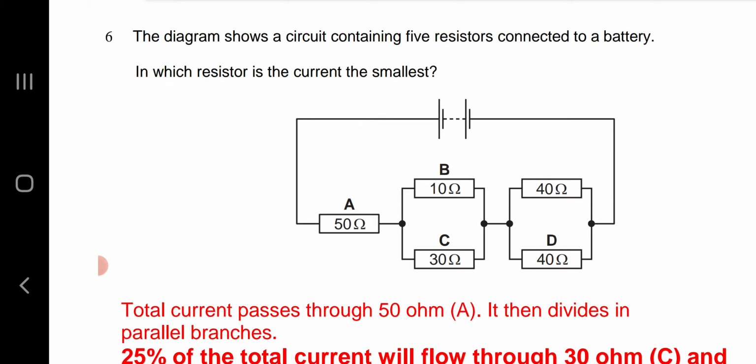And in the second parallel configuration, half of the current, that is 50% of the total current, will flow through 40 ohm through D point. So the minimum current, that is 25% of the total current, will flow through the point C, that is through 30 ohm resistor.